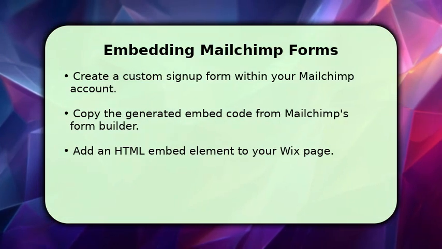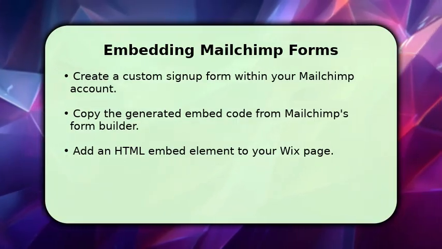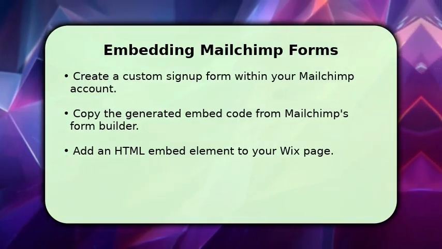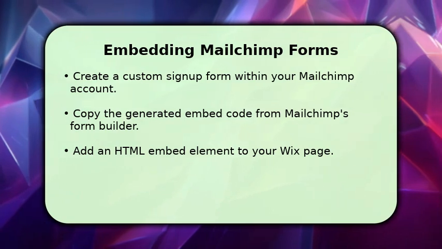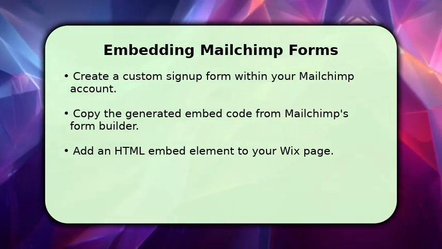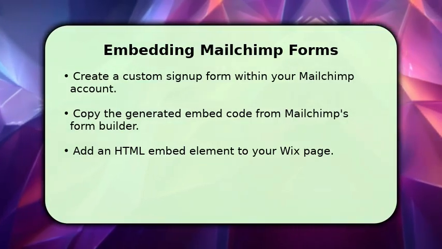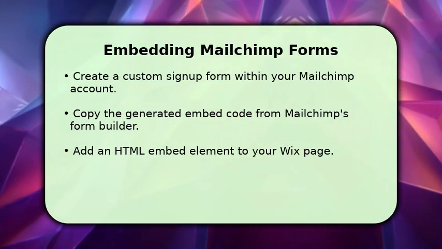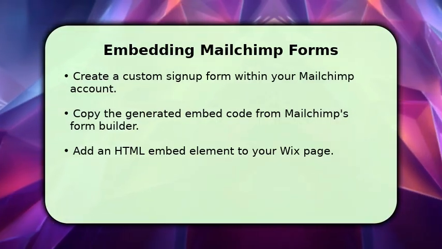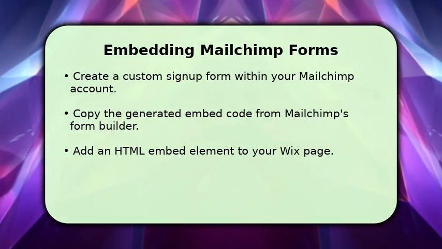For more customization, you can embed Mailchimp forms directly. First, design your desired sign-up form within your Mailchimp account, choosing from various field options. After creation, Mailchimp provides an embed code. On your Wix site, add an HTML embed element to the page where you want the form to appear. Paste the copied Mailchimp code into this element, and your custom form will display beautifully.